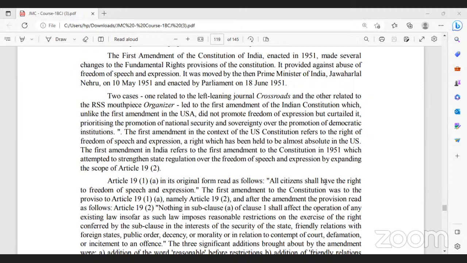The First Amendment in the context of the US Constitution refers to the right of freedom of speech and expression, a right that has been held to be almost absolute in the US. The First Amendment, when referred to India, is something that was constituted in 1951, which attempted to strengthen state regulation over the freedom of speech and expression by expanding the scope of Article 19(2). That is about reasonable restriction.